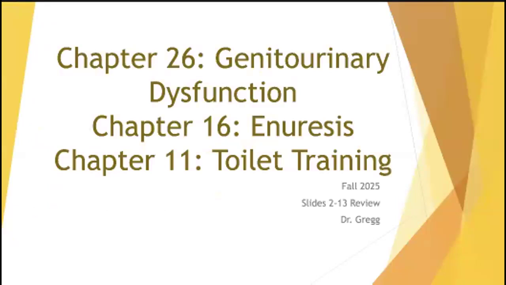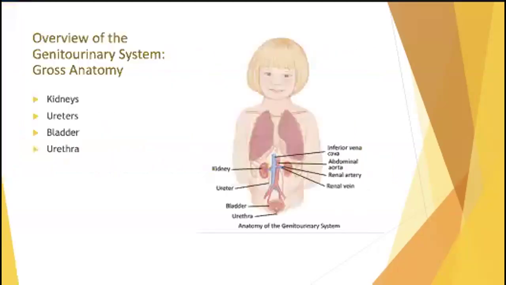Welcome. This is going to be the first of several installments to cover GU in pediatrics. First lecture, we're going to go over basic A&P, differences between kids and adults, some diagnostic tests that we're going to be doing. And then in the next lectures to come, I'll go into different defects, disorders, and things of that nature. So to start off, the overview of your GU system.